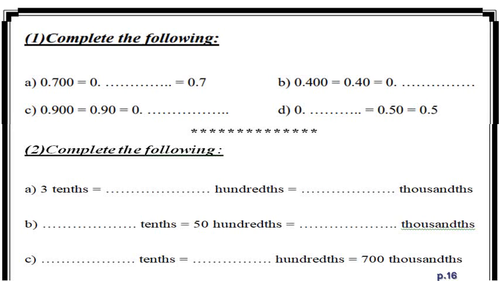And now complete the following. In letter A, I have 0.700 equals 0 point dots equals 0.7.